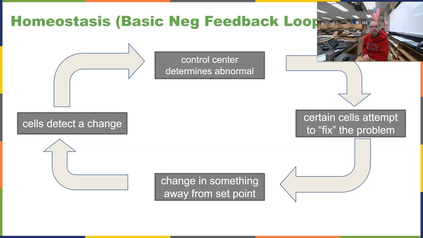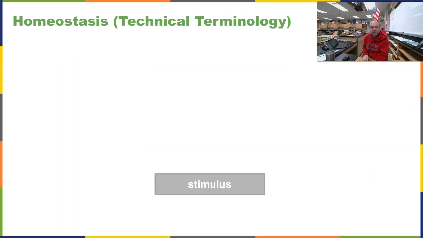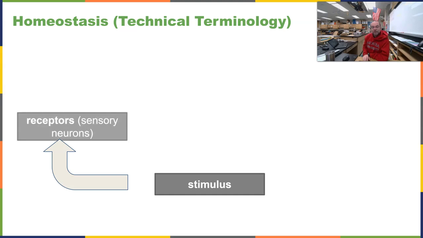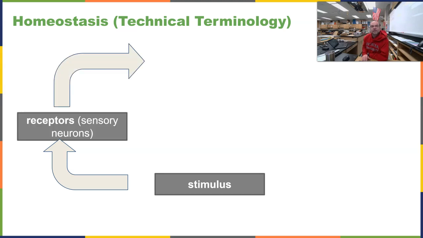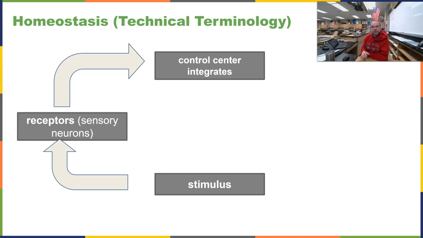Okay, now let's take a look at some of the technical terminology that's involved with this. Our stimulus is going to be the thing that changes. Maybe your pH rises or your pH drops. Maybe your sodium level drops. Maybe your sodium level rises. That's going to be the stimulus. And the specialized cells that sense that the stimulus is occurring are called receptors, or sensory neurons. These sensory neurons pick up that there's a stimulus, and then they send impulses, they send signals to the control center.